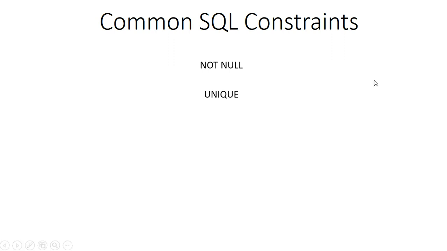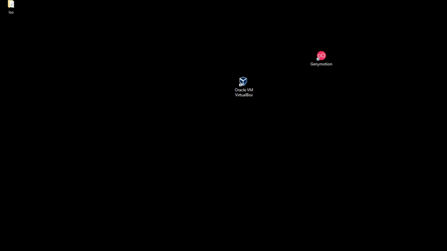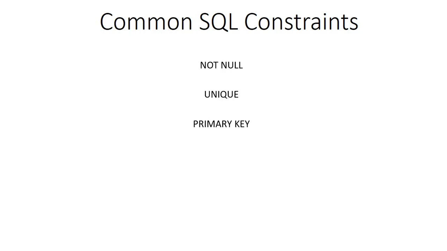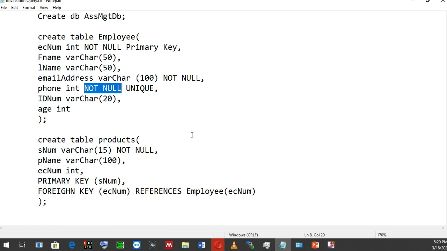Therefore, if we use not null and unique, it means that column is a candidate key. By candidate key, what do you mean? We mean to say that key can possibly be a primary key. The column with not null and unique, we are saying this phone column is possibly a primary key or can act as a primary key.